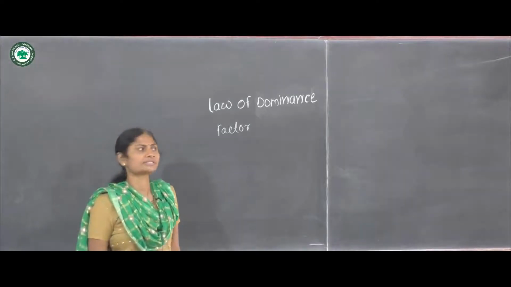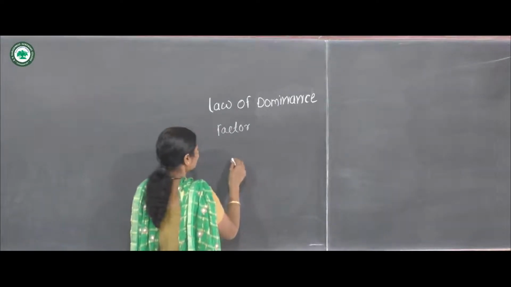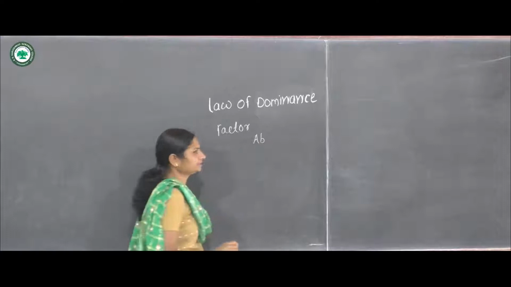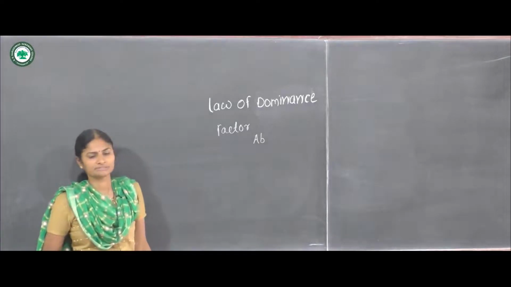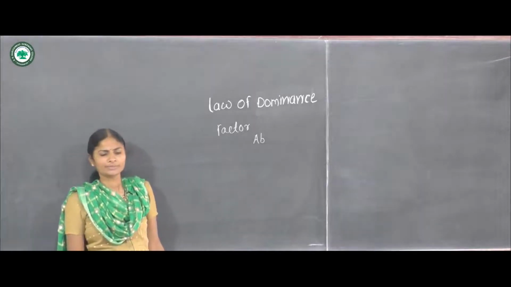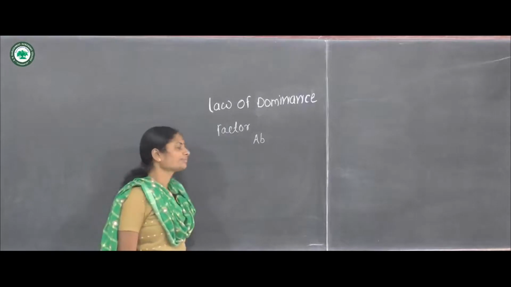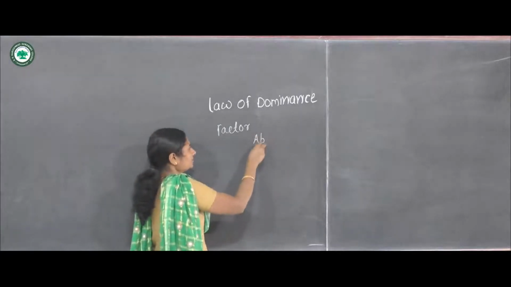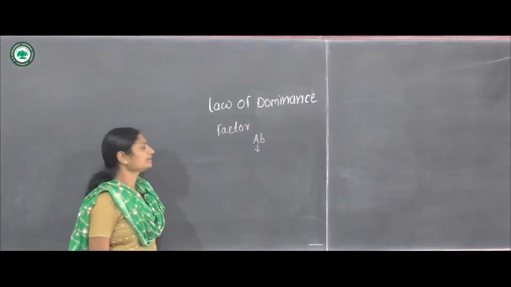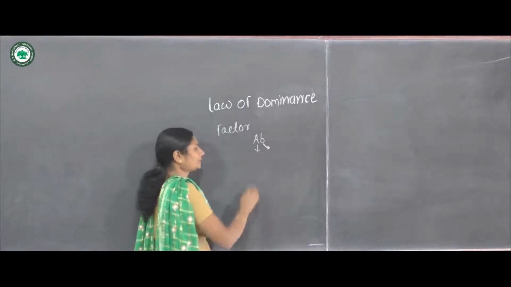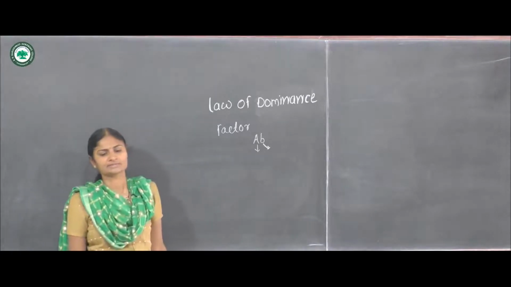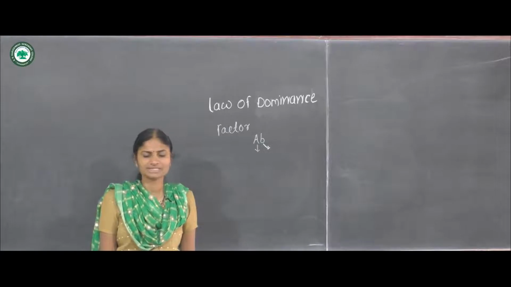Factors occur in pairs, for example capital A, small b. In a dissimilar pair of factors, one member is dominant and the other is recessive. Dominant characters are denoted by a capital letter and recessive characters by a small letter.